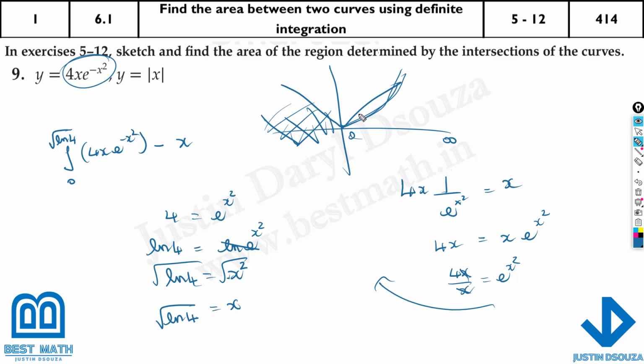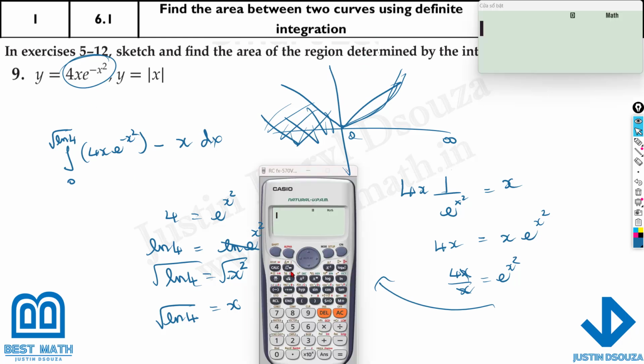Why? Because this is only the positive side I'm taking, dx. Now what do I do is, see, I think x should have been first, but doesn't matter. We are just looking for the answer, and you can just choose the correct option there. So we'll type this out. It's 4x e to the power, that is shift e to the power x squared. I forgot the minus sign here. And you have to close the bracket, minus x, and it goes from 0 to square root of natural logarithm of 4. There we go.